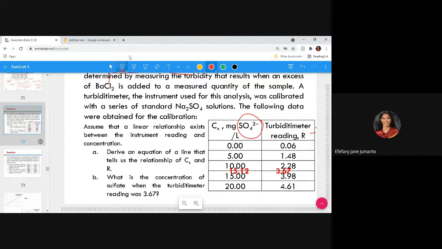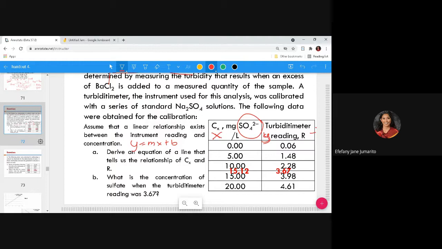Remember the equation of the line is y equals mx plus b. By treating this problem, you will determine the x-axis and the y-axis. This will be your x variable, and this will be your y variable. In your calculator, that will be very easy. But if you don't have a calculator, let's do it in Excel. We can do that in Excel.